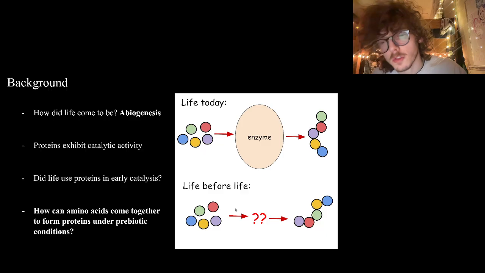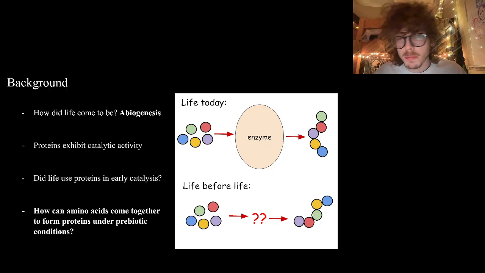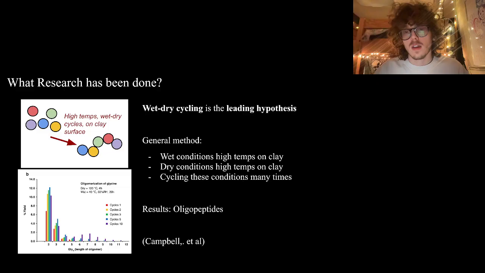But how did life do this before? How did life come together? Well, did life use proteins in early catalysis? That's what we want to look at. But it begs the question, where did these early proteins maybe come from? That's what we have to look at when we look at this kind of paper. Basically, how can amino acids come together to form proteins under prebiotic conditions?